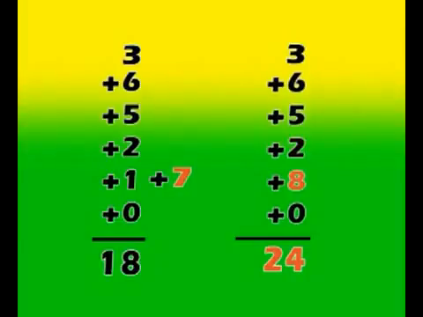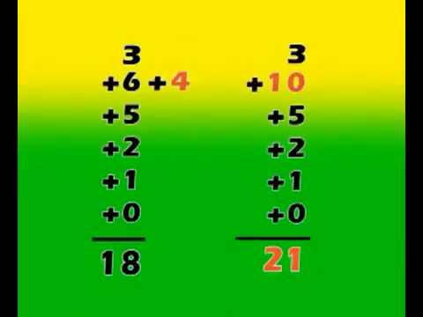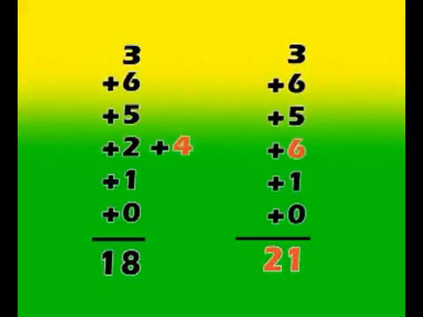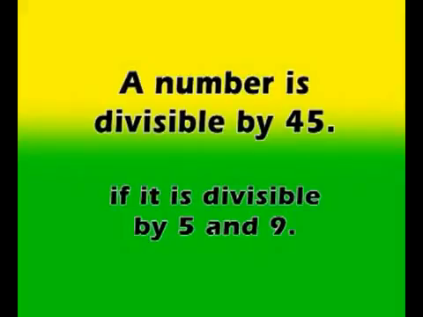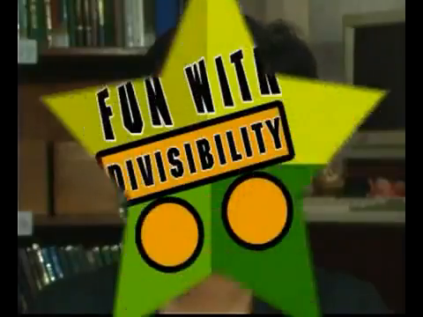You can add 7 to any digit, except the last. It also works if you add 4 to any digit except the 0. You're both right. Very good. Can you now formulate a rule for divisibility by 45? Very good. I knew you could do it.